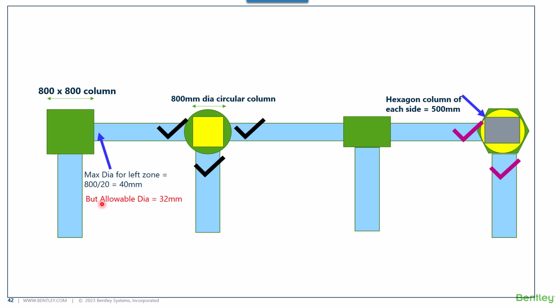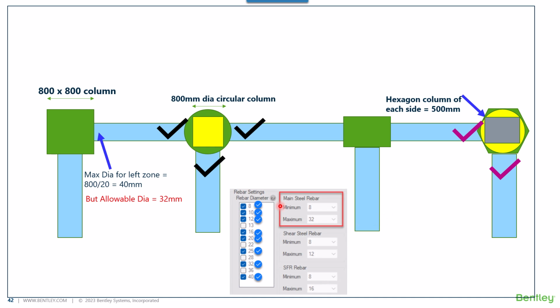Now, the allowable diameter would however be 32 mm, because of the settings that we have made for this main steel rebar, where we have mentioned that we want to use only 32 mm as the maximum diameter while designing any of the beam. So what RCDC is going to do is it is going to restrict 32 mm as the maximum diameter while designing and detailing this particular beam. Now for this beam as well, since it's a square column, the allowable diameter would be restricted to 32 mm.